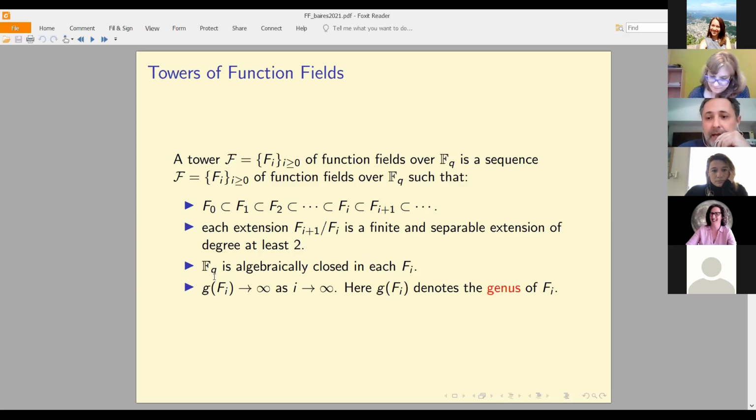And the last property we ask is that the genus of F_i goes to infinity as i goes to infinity. That means that you have a chance to have a lot of rational points once you are going up in the tower. If the genus stops, you have the Hasse-Weil bound that says not many points you can find. So this is what we mean by a tower, all these conditions. This is mostly the definition of tower due to Garcia and Stichtenoth.